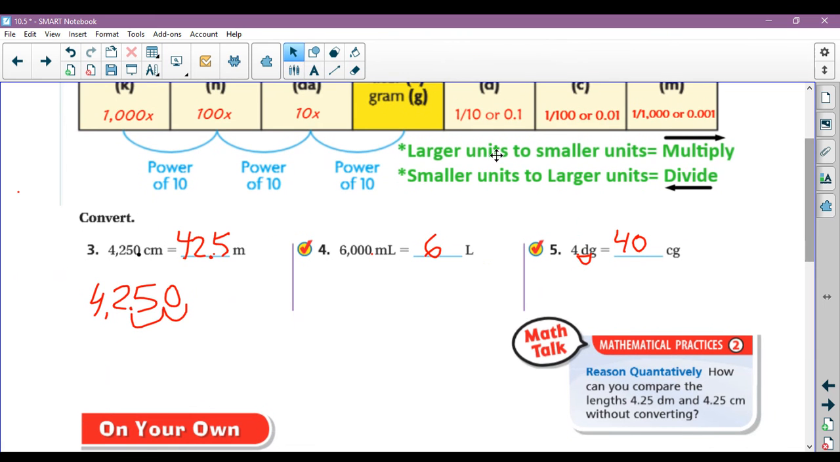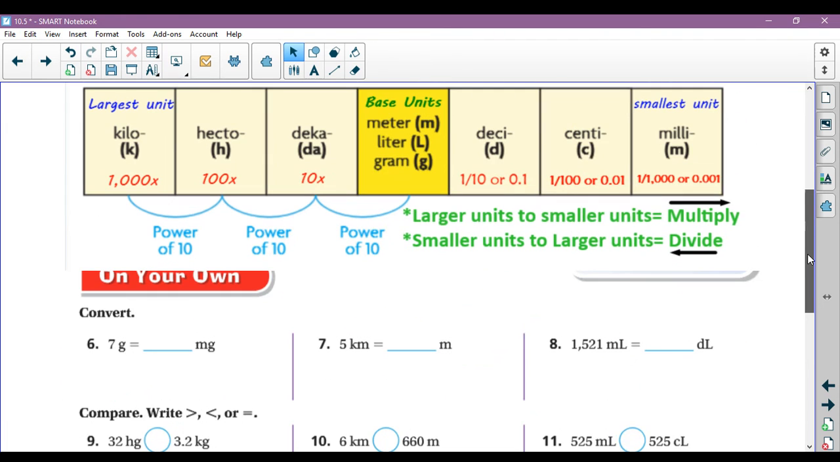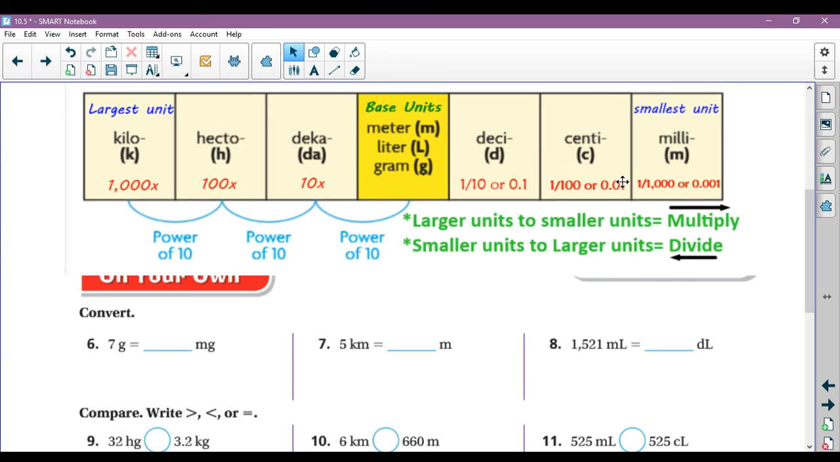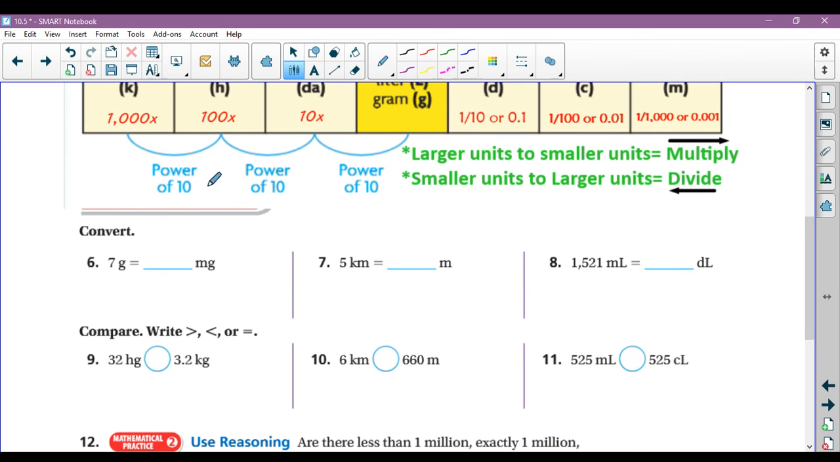Let me move this down for us and clear the ink so that you can see this. If you want to, right now would be a good time to pause and try to do 6, 7, and 8 on your own. Then come back and I'll go over them with you.